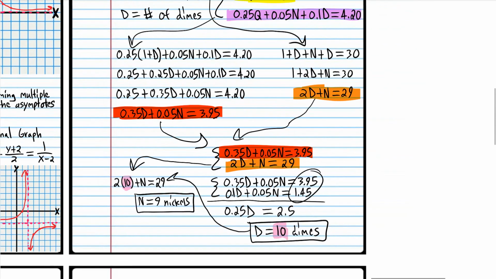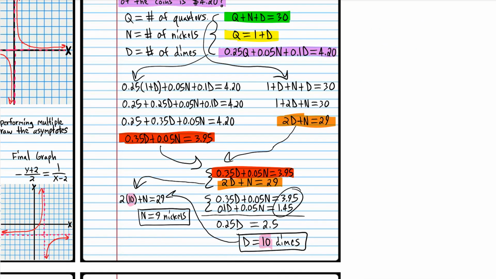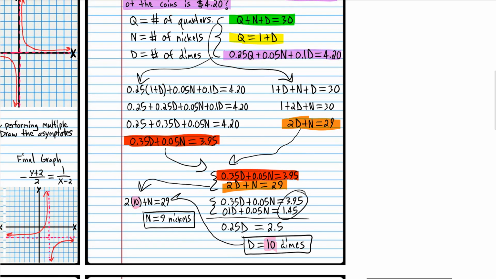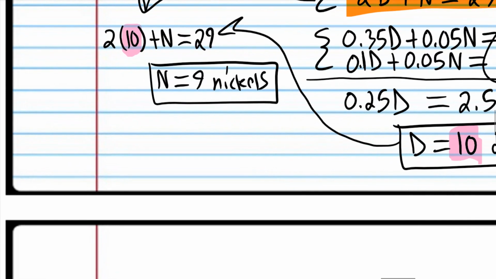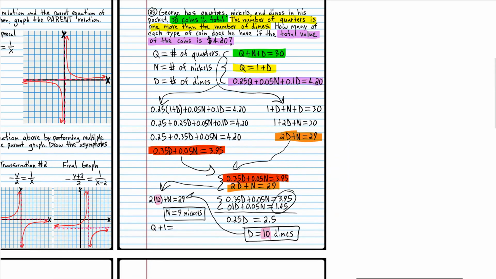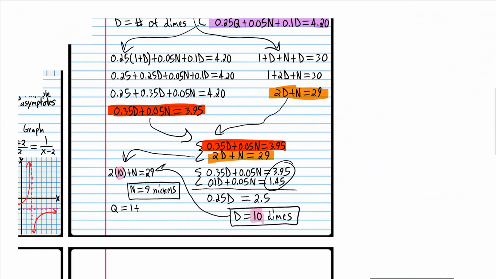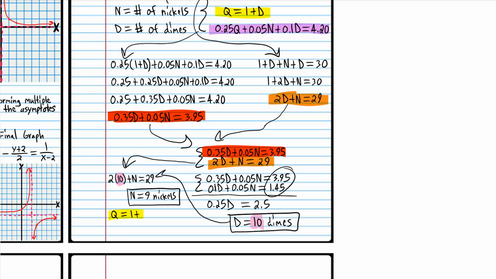So now we need to figure out the number of quarters. To do that, we have to go back, and we could just use the yellow equation. That would be very easy to use the yellow equation. So the number of quarters plus 1 is equal to, actually, 1 is on the other side of the equation. Number of quarters is equal to 1 plus the number of dimes. So I'm going to make that yellow.